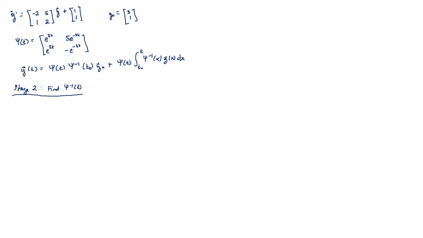Well, we found out just a minute ago that the determinant of psi of t was equal to -6. So remember that to find psi inverse of t, we're going to take the reciprocal of the determinant, and then inside psi of t, we're going to reverse the order of the main diagonal and change the signs on the elements in the minor diagonal.